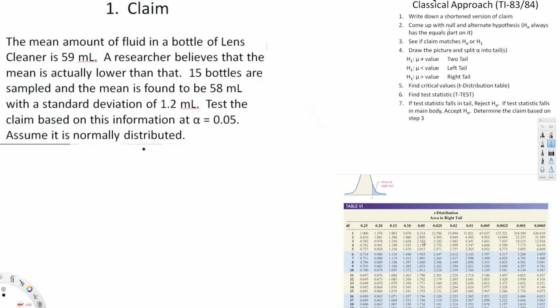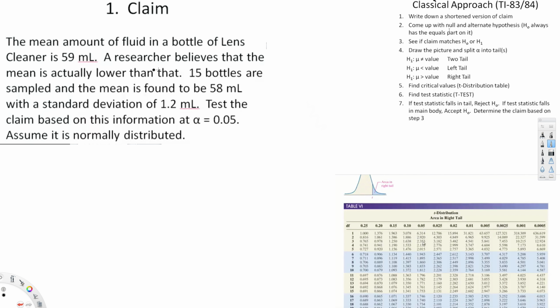What's going on, guys? In this video we are going to see an example on hypothesis test. Let's look at this example right here. The question says the mean amount of fluid in a bottle of lens cleaner is 59 milliliter. A researcher believes that the mean is actually lower than that. 15 bottles are sampled and the mean is found to be 58 milliliter with a standard deviation of 1.2 milliliter. Test the claim based on this information at alpha equal to 0.05.